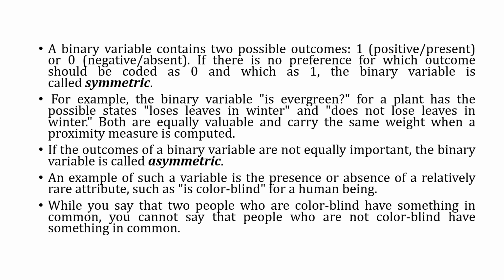If the outcomes of a binary variable are not equally important, the binary variable is called asymmetric. For example, take color blindness, where the variable is the presence or absence of a relatively rare attribute such as being color blind. Suppose two people who are color blind have something in common; the same thing you cannot say for the people who are not color blind. So when you have a preference or a weightage for the outcomes, you call it an asymmetric variable.